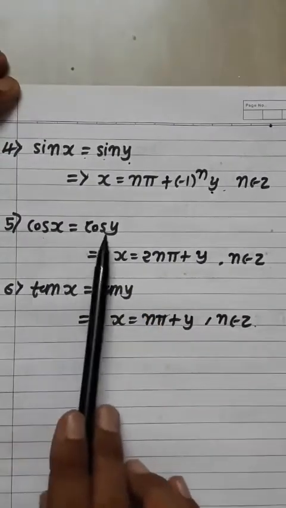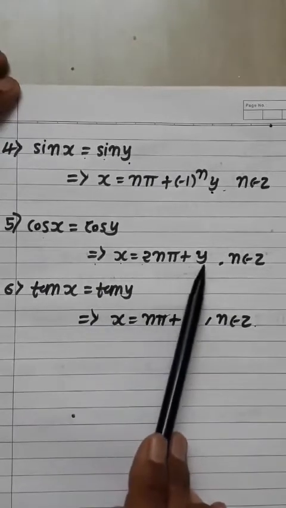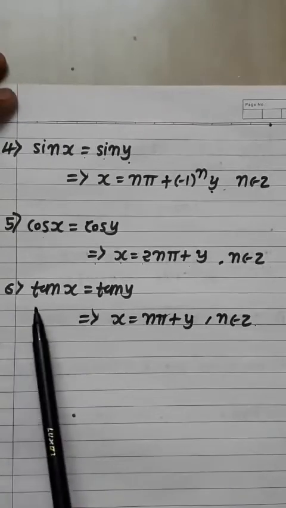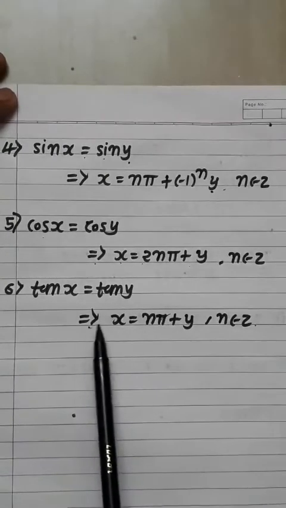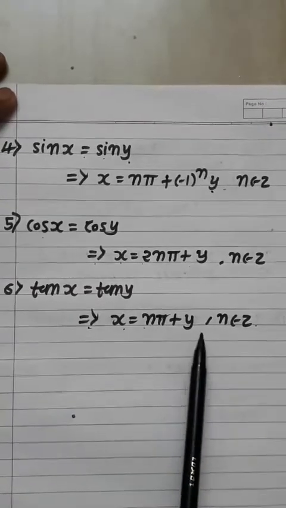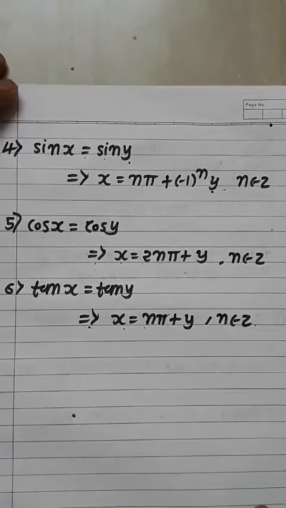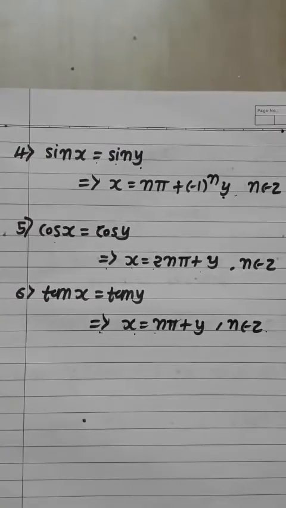Same way here cos x is equal to cos y is present. So x is equal to 2n pi plus y, n belongs to Z. And tan x is equal to tan y form is present. So here we can write x is equal to n pi plus y, n belongs to Z. Now how can we use these results? So let us discuss some examples.